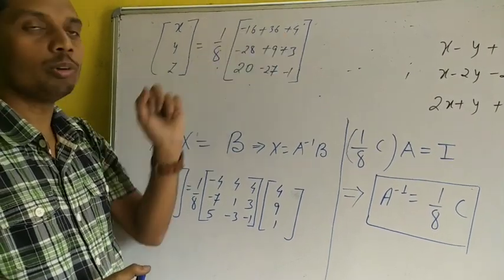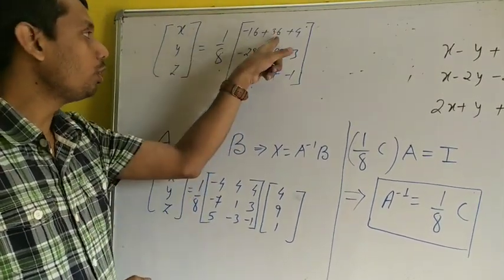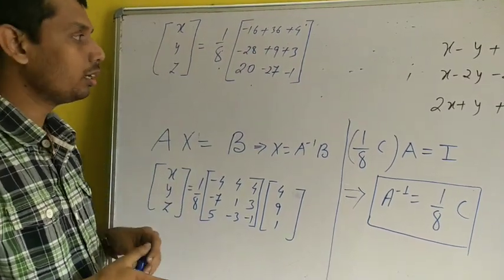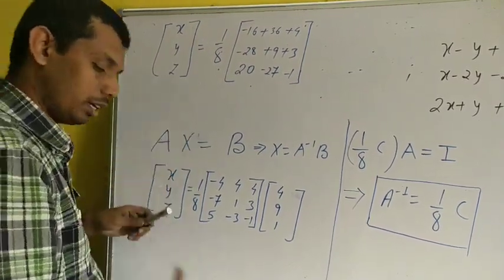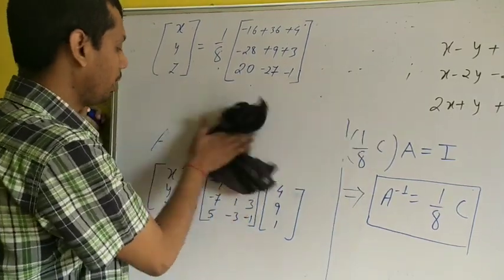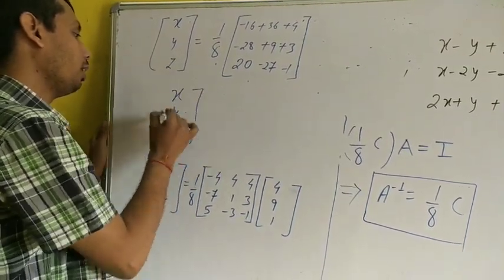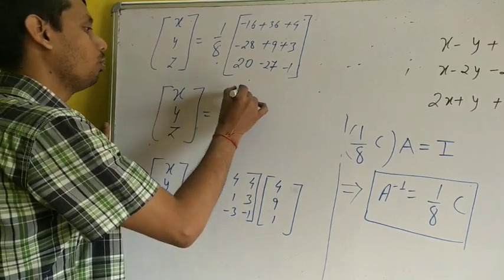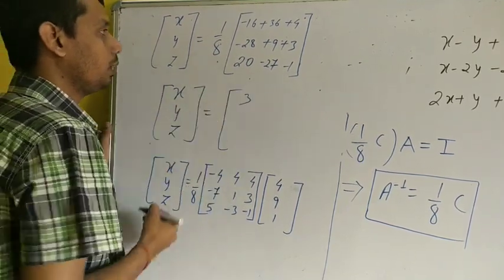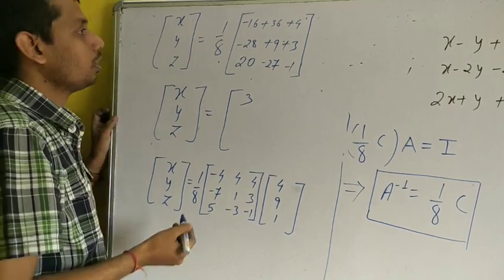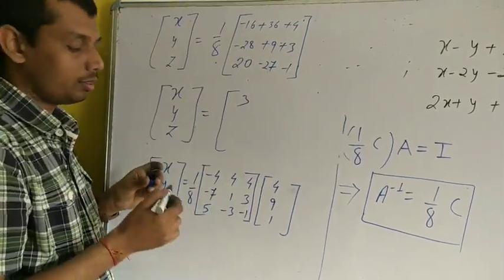20 plus 4 will be equal to what? 24. And 24 by 8, that is equal to what? 3. So this x, y, z we can write as equal to 3. Now let us simplify this.